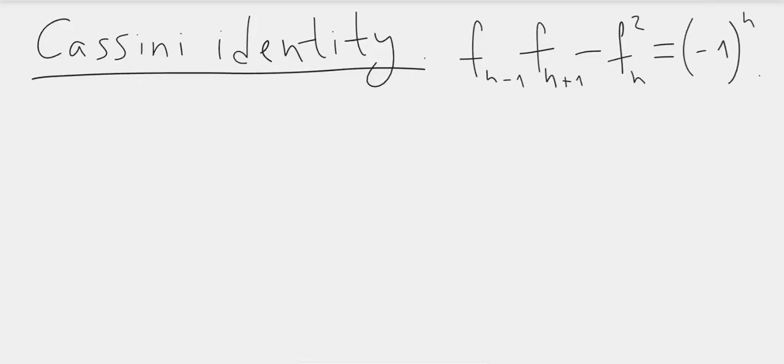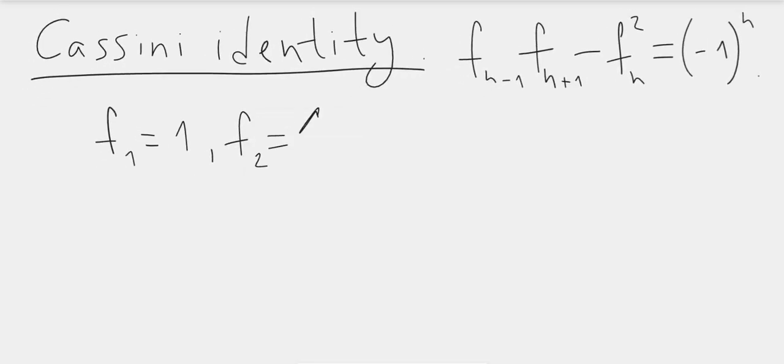So in this video I'm going to talk about the Cassini identity, about the Fibonacci numbers. The Fibonacci numbers are defined recurrently, so that f1 is equal to 1, f2 is also equal to 1, and then f(n+2) is equal to f(n) plus f(n+1).